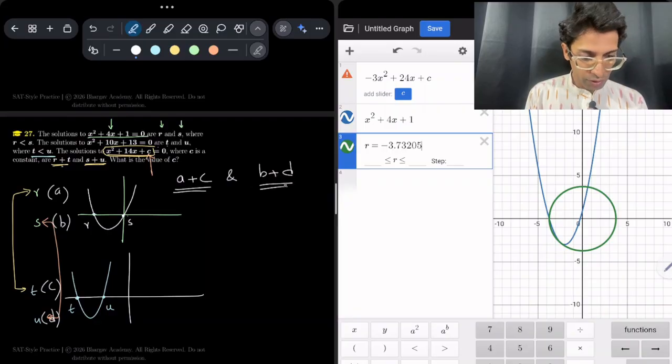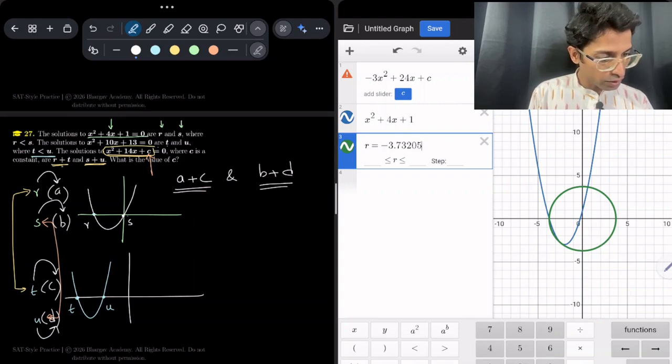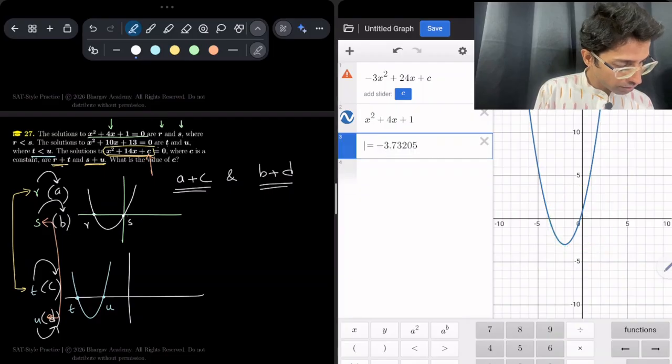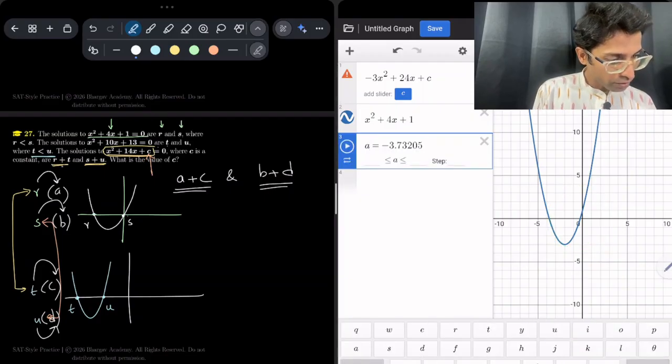So what did I do here? Instead of r, I have considered that to be the variable a. Instead of s, I have considered b. Instead of t, I have considered c. Instead of u, I have considered d. So that's what I have done. So here instead of r, I will substitute this as small a.